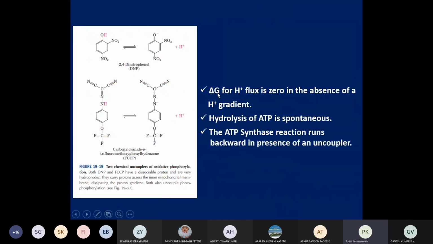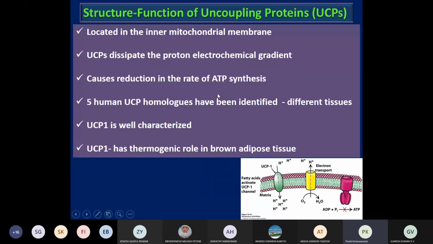And there is another physiological uncoupling molecule, that is UCP1. It is also an uncoupling protein. It also dissipates the proton gradient.